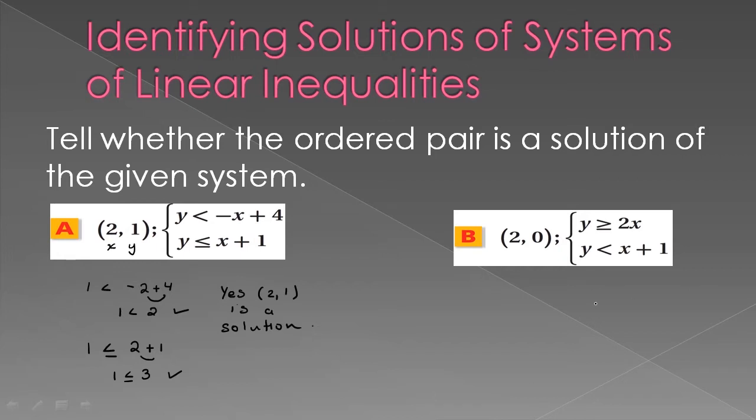Let's work on the second problem. I have y is greater than or equal to 2x and y is less than x plus 1. And I'm asked to check the ordered pair 2 and 0. So I've got x and y. Going to plug in. So I've got 0 is greater than or equal to 2 times 2. 2 times 2 is 4. 0 is not greater than or equal to 4. So right there we can stop and say, no, 2 and 0 is not a solution to this system.